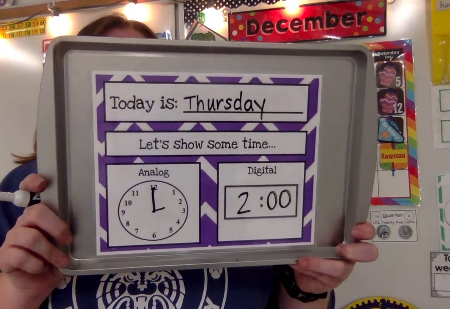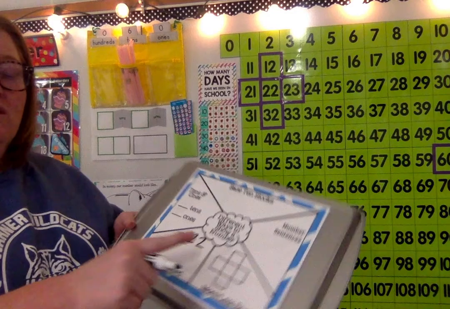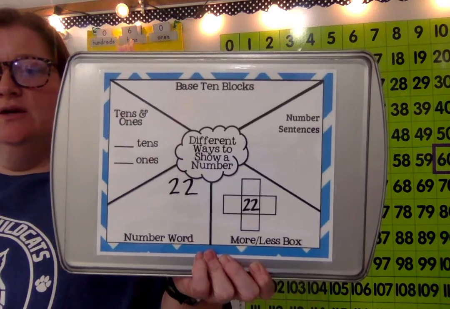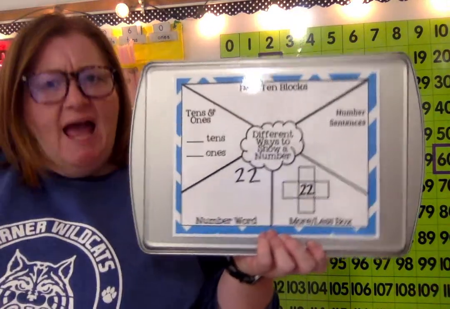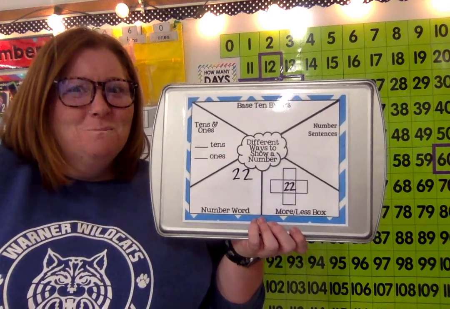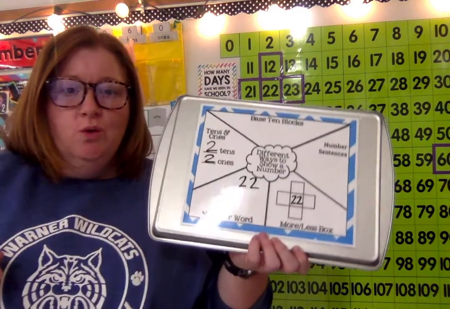It's 2 o'clock. Okay, we started some new number work using our base 10 blocks, showing those 10s and 1s. Today's number is the number 22. So remember, I'm going to write it right down here, or if you'd like to go ahead and write it in the middle of your more and less box, we can do it there. 22. How many 10s and how many 1s are in the number 22? Yeah, they both have 2. There are 2 10s and 2 1s.